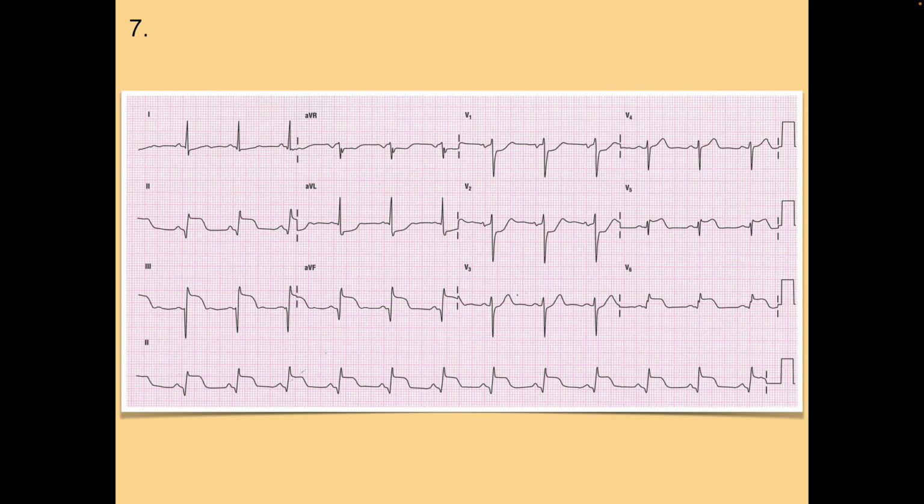Okay, so one thing I'm going to say is reciprocal changes only work, you might have noticed this, in some leads. So for example, there really is not a good lead on the other side of V5 and V6. So we just don't have reciprocal changes if there's a lateral STEMI in V5 and V6. There just aren't reciprocal changes because we don't have the leads in the correct placement. So reciprocal changes work terrifically with inferior and high lateral, but we just don't have reciprocal changes everywhere. Okay?